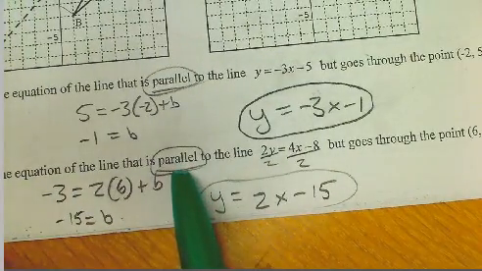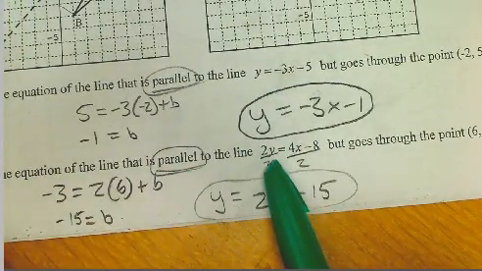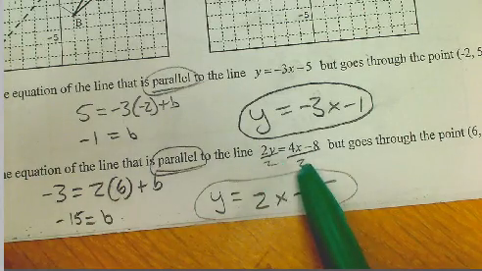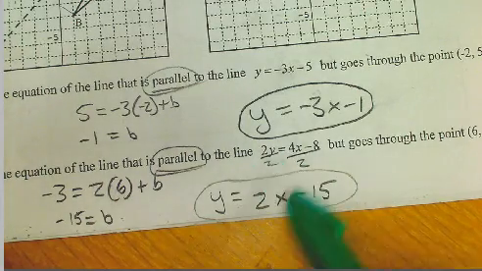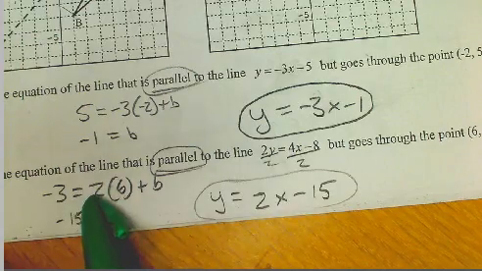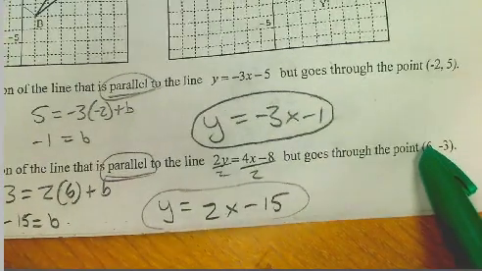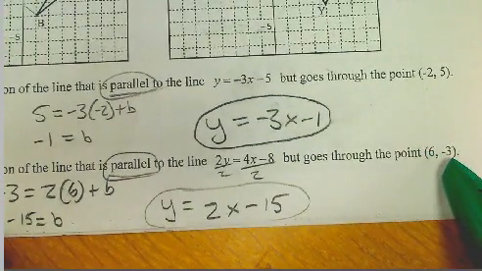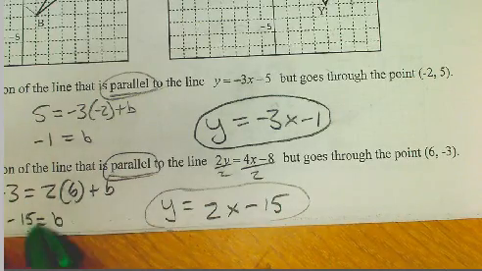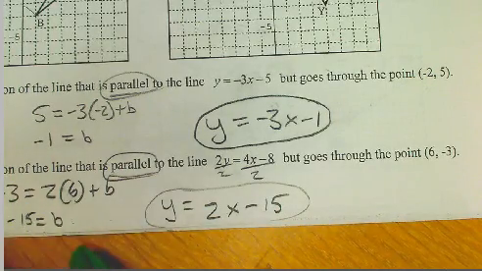Parallel again means the slopes are the same. I just have to solve for the slope. So I divided by 2, divided by 2. And that gave me the slope of 2. Plugged in my 6 for my x, -3 for my y. Solve, and I got -15 is my b.